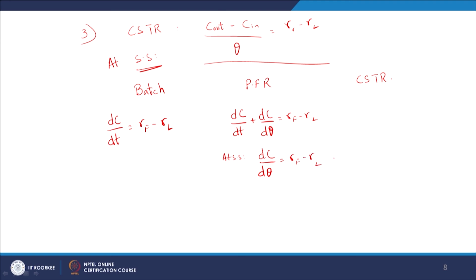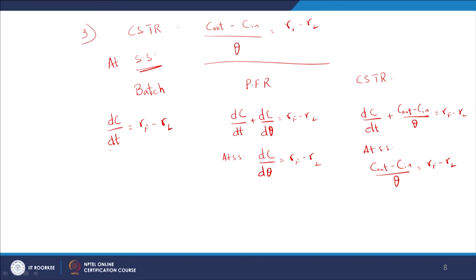And for CSTR, I guess we said it is going to be dC/dt plus (C out minus C in)/θ is equal to rate of formation minus rate of loss. So at steady state it is going to be (C out minus C in)/θ is equal to rate of formation minus rate of loss, right.